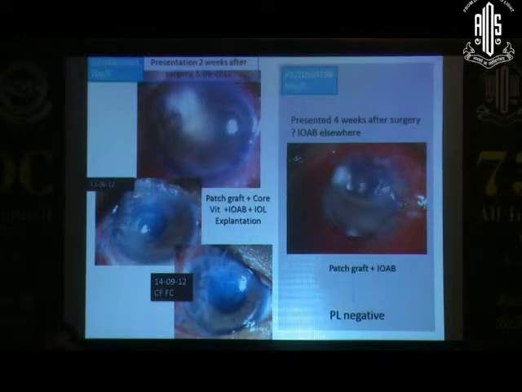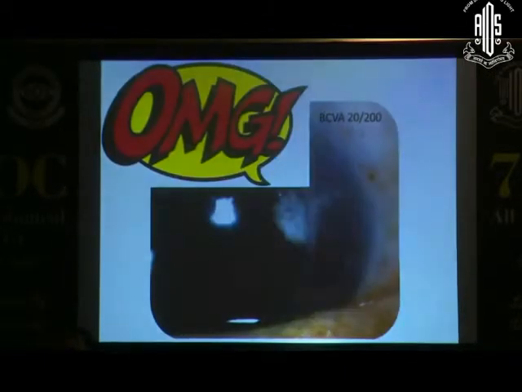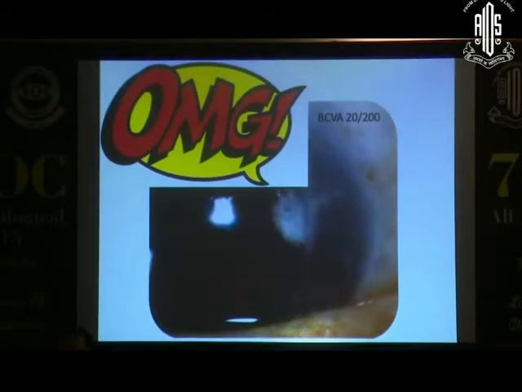But with early intervention, you can get a pretty good outcome. And as you can see, the delayed patients didn't do well. Okay, another oh my God moment.